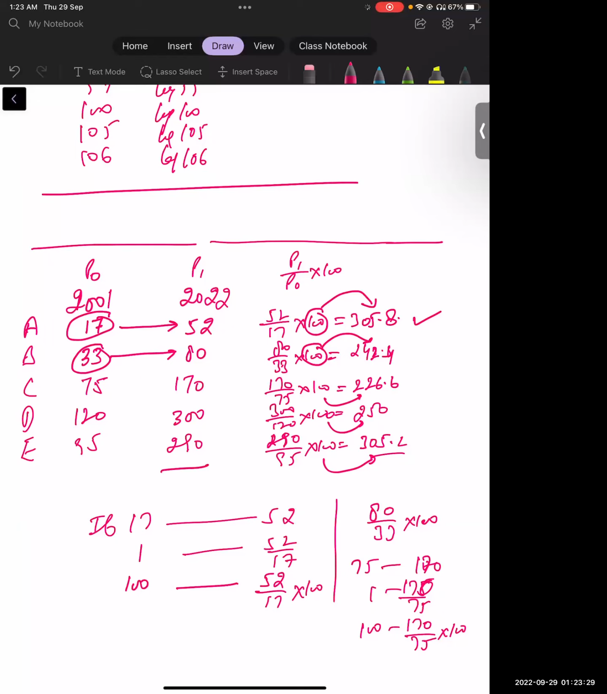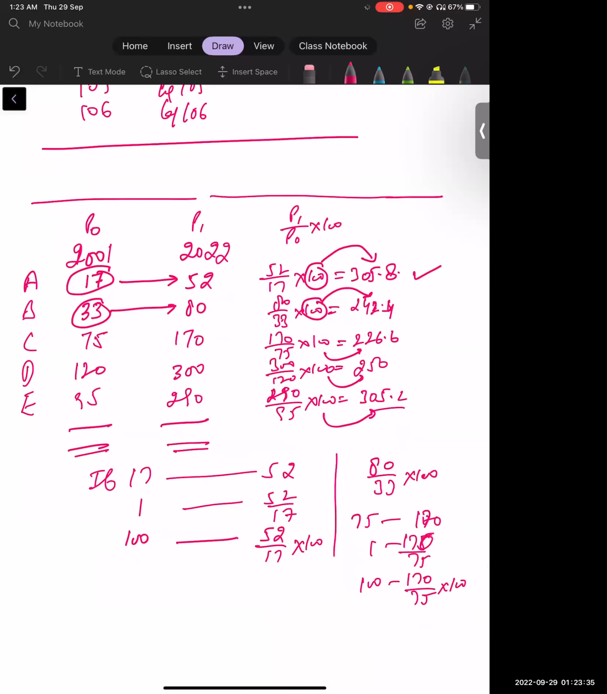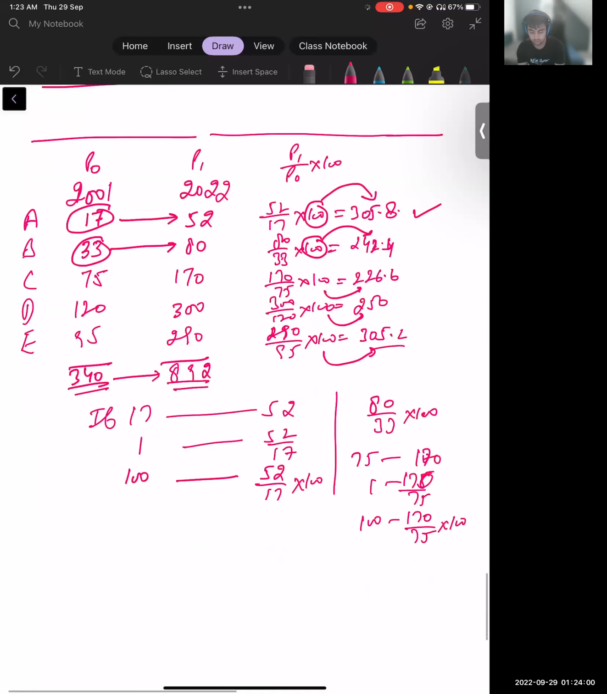Then you will say, I will not calculate each and every item. I'll make the total of all these items. It will be 50, 125, 245, 250, and it will be 340. Now the goods have become 892. If 340 rupees of goods have become 892, what would 100 rupees of goods have become?